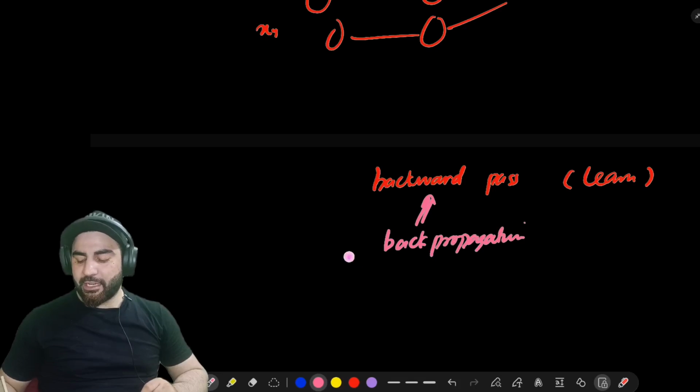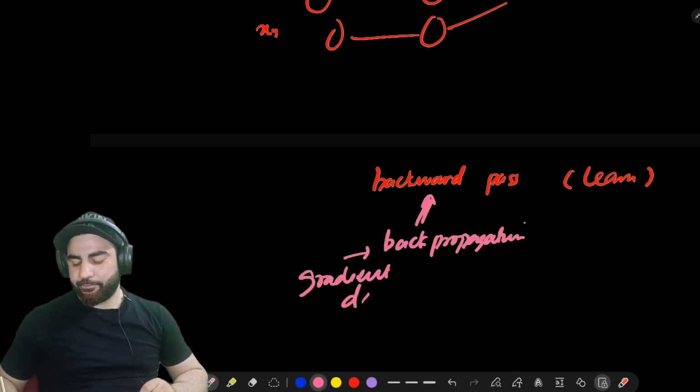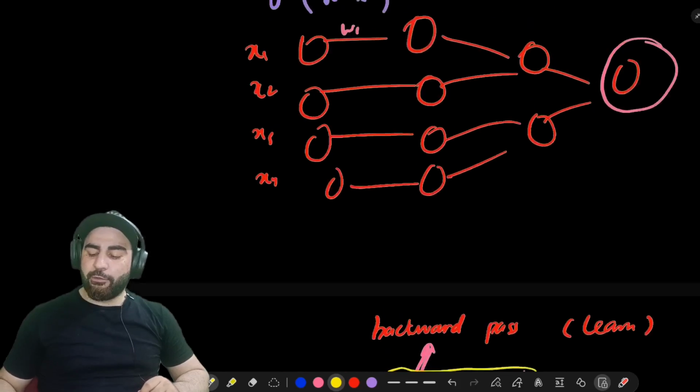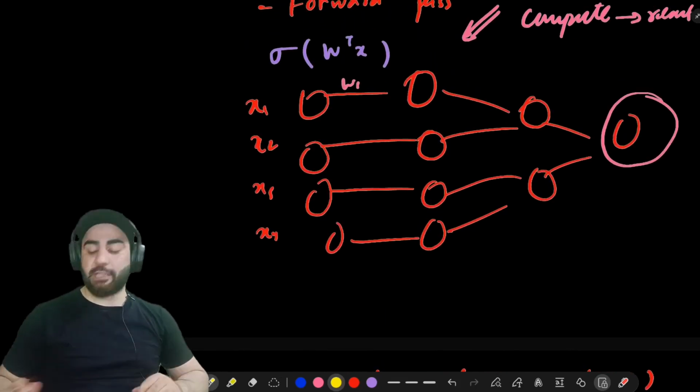So backpropagation is done by gradient descent. So we'll have to now do a detailed treatment of what gradient descent is and how backpropagation works. And before that, we'll first try to code these neurons and then do the forward pass.